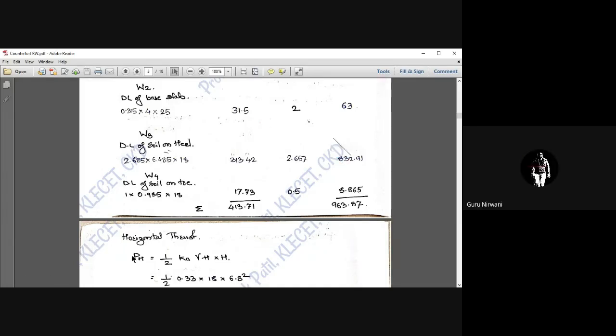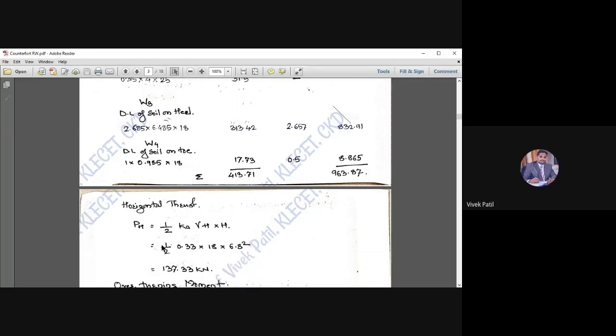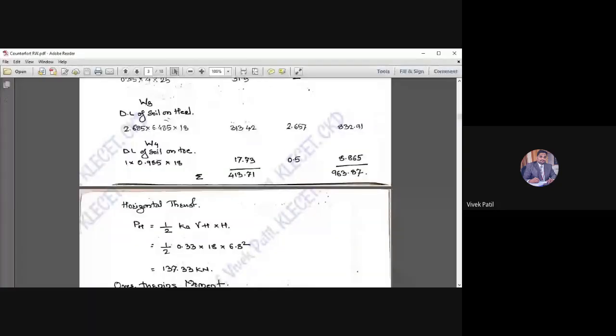Tell me the horizontal thrust PH. 137.33. Is it the same? 137.33. Yes, sir. So the overturning moment will be due to this thrust, and the restoring moment will be this moment. Due to this horizontal load there will be an overturning moment, so we have to calculate this overturning moment.